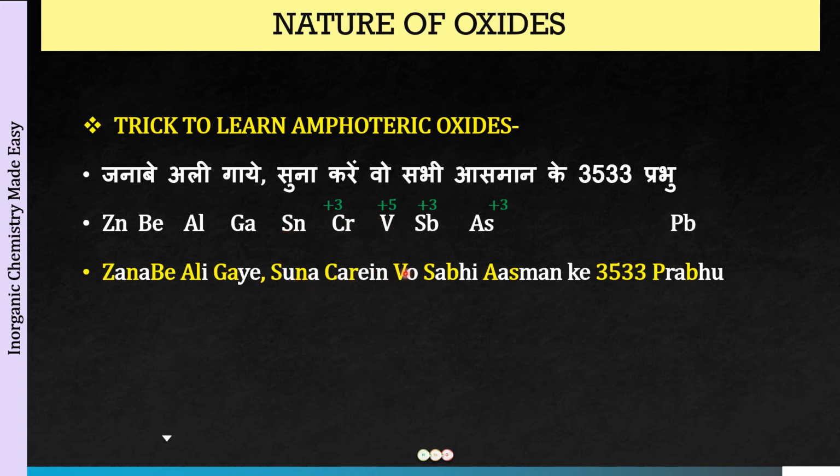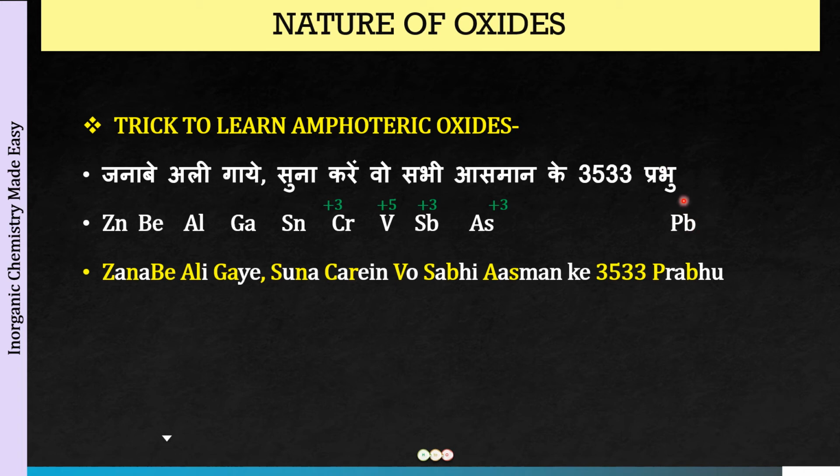Vo is for vanadium, sabhi is for antimony, arsenic is Asman, K is just for making sense of the mnemonic, and 3533 is standing for the oxidation state of these last four. Chromium in the +3 oxidation state will be forming amphoteric oxide. Vanadium in +5 oxidation state will be forming amphoteric oxide. Antimony in +3 oxidation state will be forming the amphoteric oxide, and arsenic also in +3 oxidation state will be forming amphoteric oxide. And Prabhu is God, which means Pb for the Prabhu.